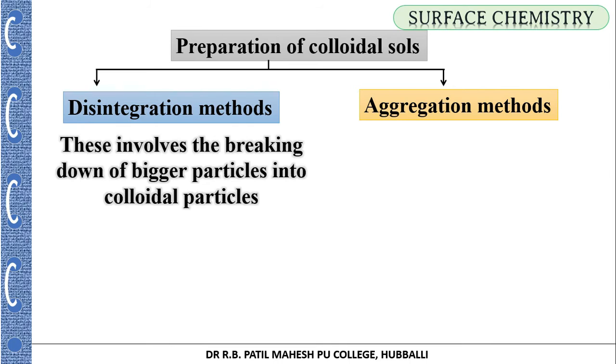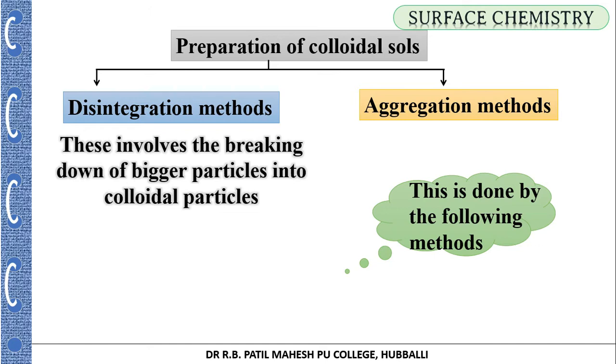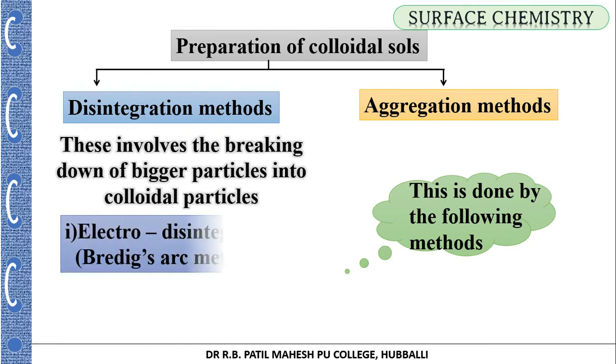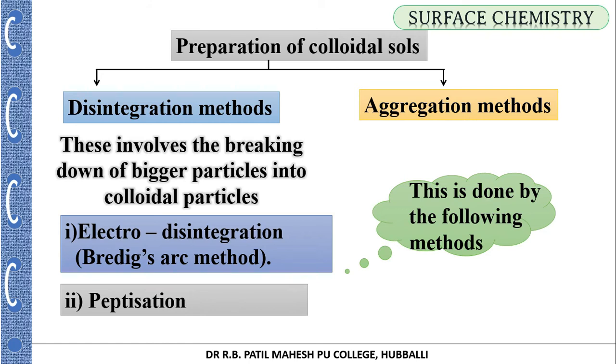So as I told, this involves breaking down the bigger particles into colloidal particles, and this is done by the following methods. The first one is electro disintegration method, that is also called Bredig's electric arc method. Electro disintegration means by applying electric current we are going to break the substance, thereby we get particles of size equal to colloids. And the second one is peptidization. Let us see that one also.